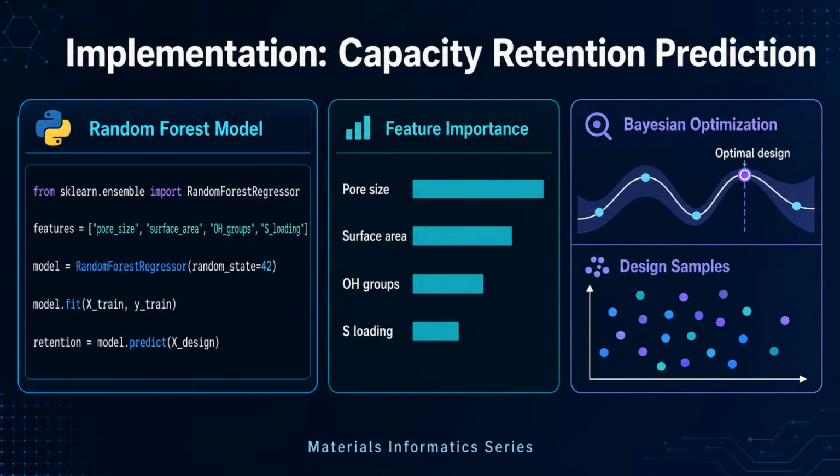Random forest regression predicts capacity retention after extended cycling based on carbon host properties. Training data includes different carbon materials with varying pore sizes, surface areas, functional group densities, and sulfur loadings. Feature importance analysis reveals that pore size and functional group density are the most predictive features. Bayesian optimization then searches for the optimal combination of these properties.